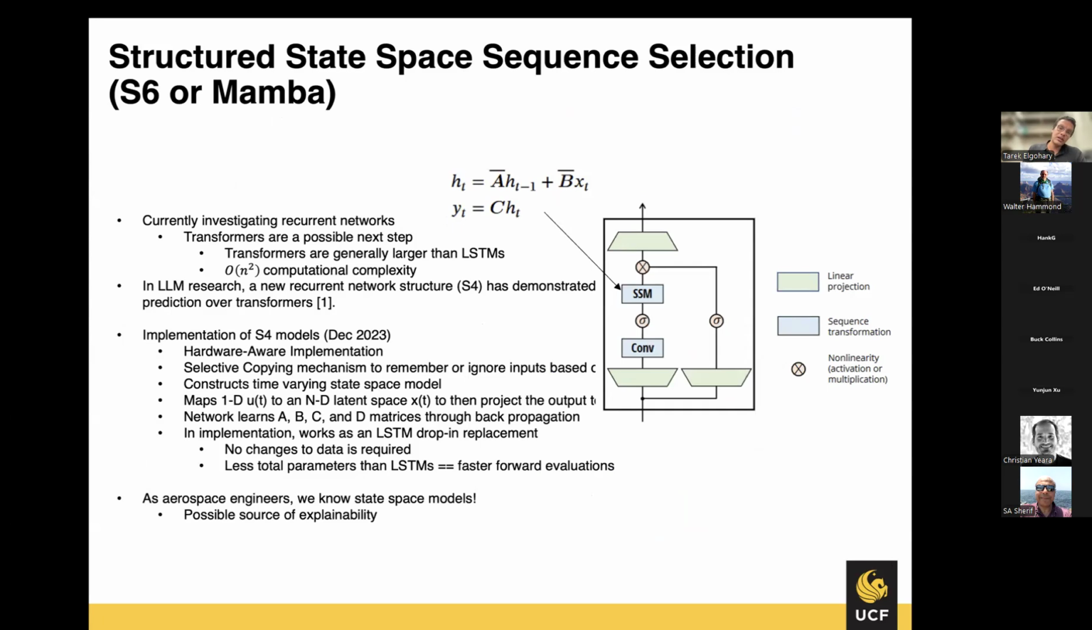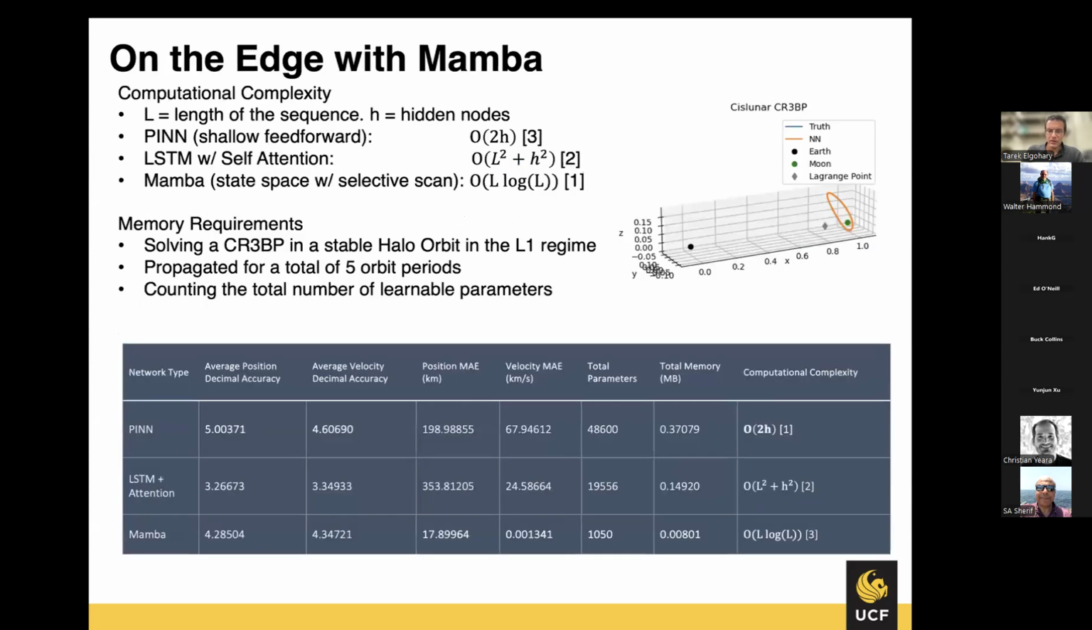For this, we came up with what is known as structured state space models in machine learning, also called Mamba. And the idea is these structured state space models have a state space representation in them. So Ax plus Bu, which we like and are familiar with. We have tried so many things, and I'll show you a few attempts later on.